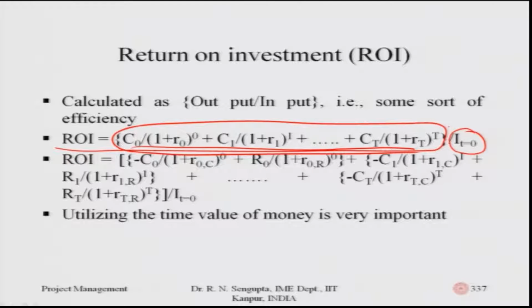So, here the interest rates are given for the cost as R, the suffixes 0, 1, 2, 3 are for the time, and comma C means for the costs. Similarly, if the suffix is r in place of c, they are the revenues. So, the first term is minus C 0 divided by 1 plus R 0 comma C to the power 0. This is the cost as of now, time t is equal to 0.